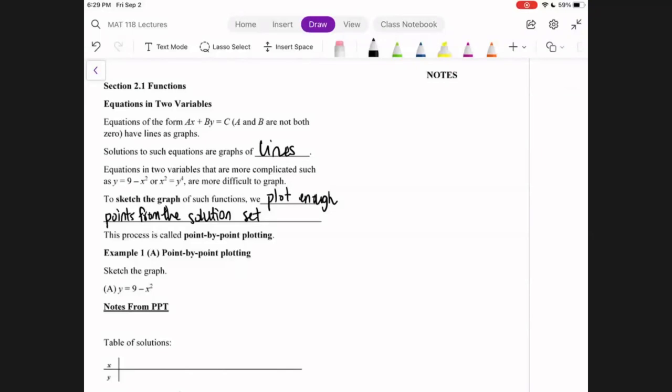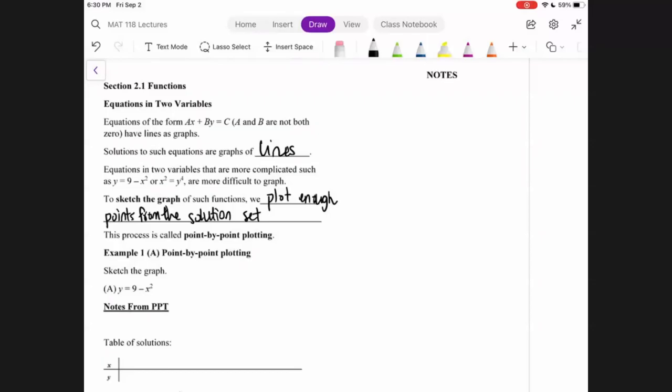Hi everyone, so this is a video about 2.1 on functions. So chapter 2 pretty much will give you all your basic knowledge for functions and different types of functions. So it's pretty lengthy. There's around 6 sections, maybe 7 in this chapter.